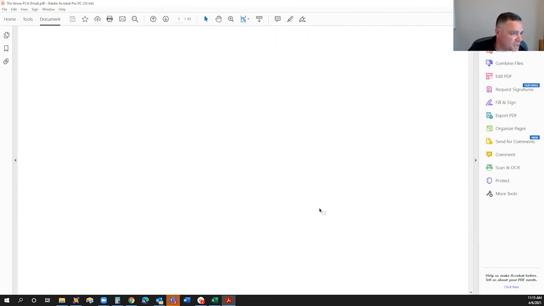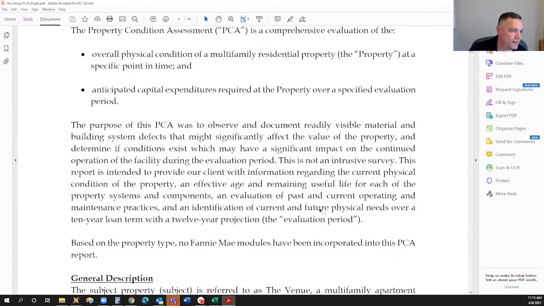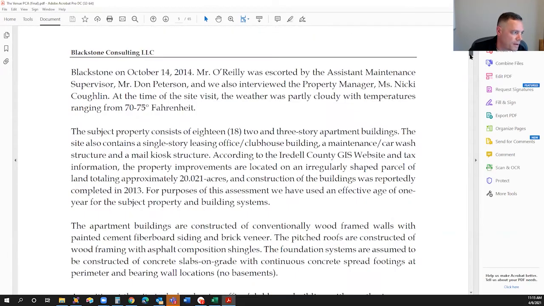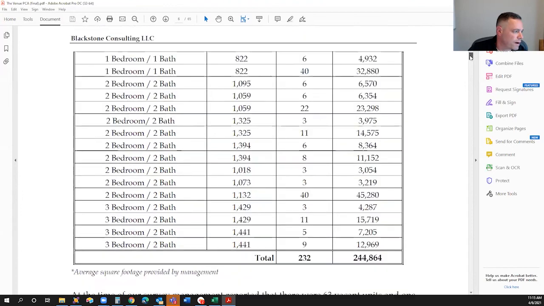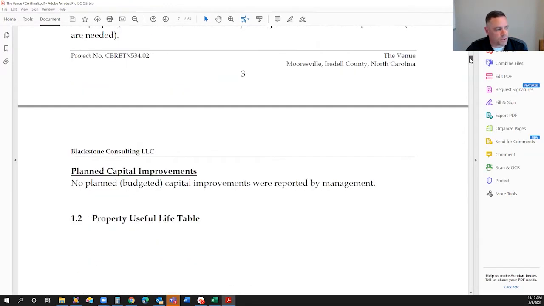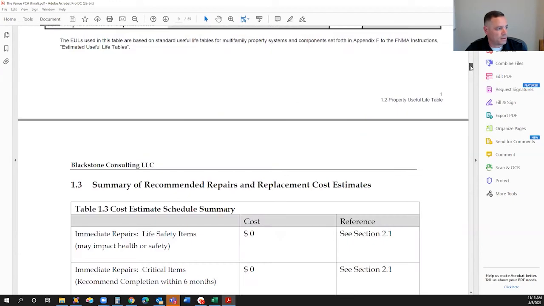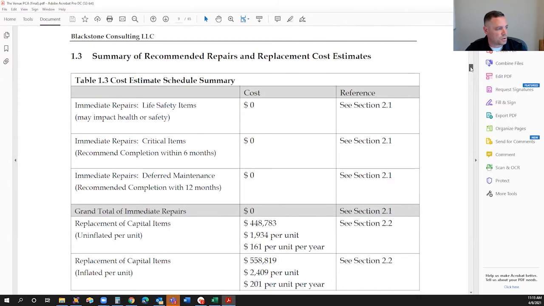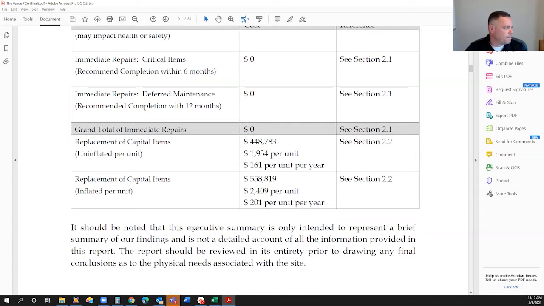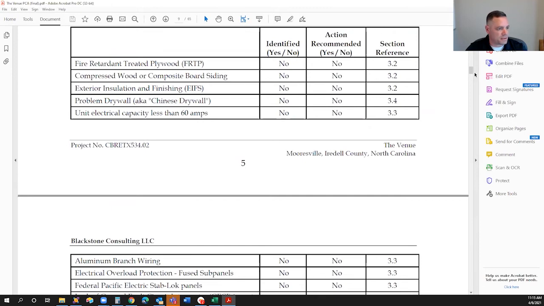So that's a basic PCA, this is what it looks like. This is on a property. I'm not going to spend forever going through this because it's ad nauseam. But I'm just going to scroll down through and kind of give you an idea of what it looks like. And again, this is on an actual property, so see life safety items, critical items, deferred maintenance. And so this is a good property. And these are types of things that you'll see.